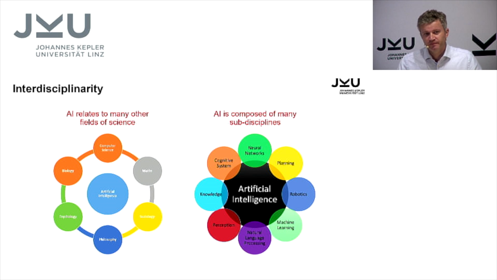And on the other hand, AI itself is composed of many subdisciplines. So, as we already had in the definition, there's the field of perception, there's natural language processing when it comes to speech and language, there's the whole field of neural networks and machine learning, planning, reasoning and knowledge representation, and when it comes to taking actions, it interacts with the field of robotics.